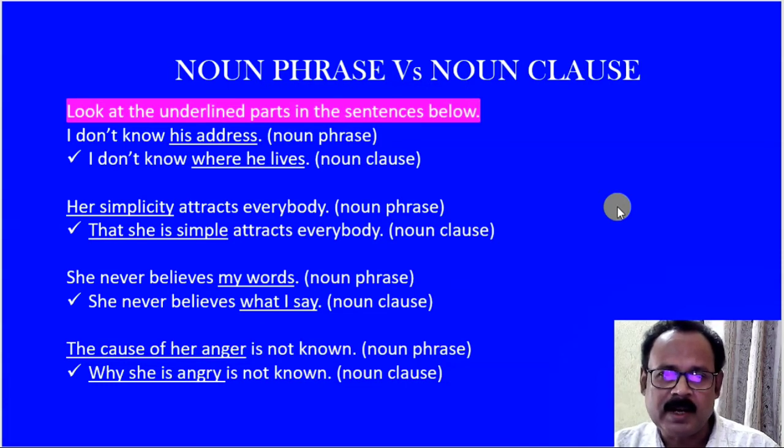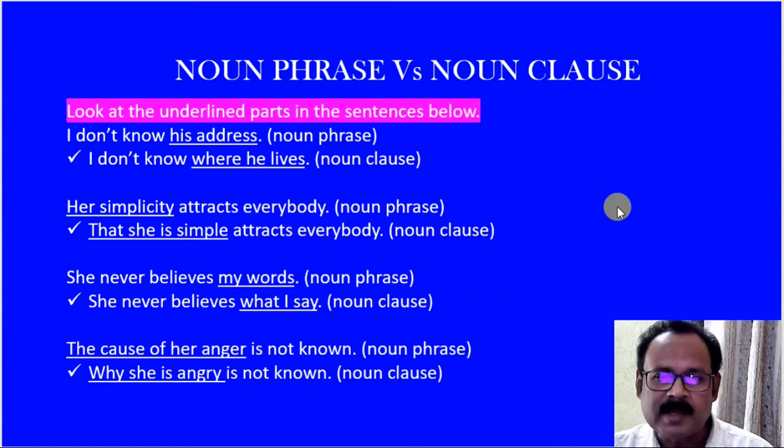Then we'll try to see the difference between a noun phrase and a noun clause. What is the difference between a noun phrase and a noun clause? A phrase basically is a part of a sentence which doesn't have any verb, but a noun clause is a clause in which there must be a verb. So look at the underlined parts in the sentences below.